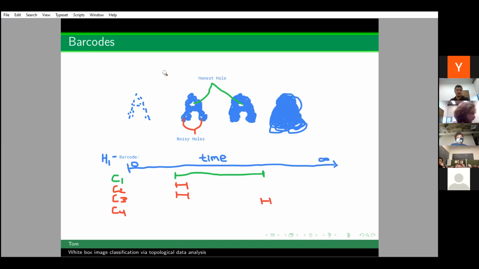Okay, so let me take a quick break there again and just see if there are any questions about the idea of persistent homology or what we're trying to compute.